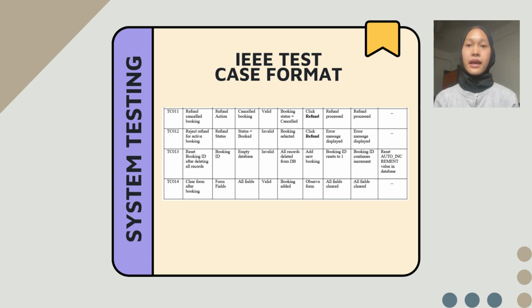Number 13, booking ID reset issue. This test failed because the booking ID continued incrementing after all records were deleted. We recommend resetting the auto-increment value in the database. And lastly, we have clear form after booking. After a successful booking, all form fields are cleared as expected.